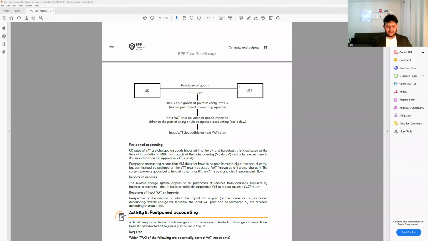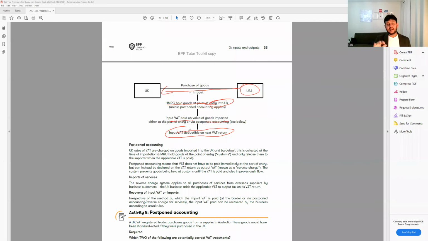So let's say we buy from USA to UK. So USA will not charge any VAT on UK, but when the product comes to the UK airport or the customs, HMRC will hold the goods at the point of entering the UK, and they will charge the VAT on how much we bought from USA. But later on, input VAT is deductible on the next VAT return. So when you submit the VAT return, I can claim it back.